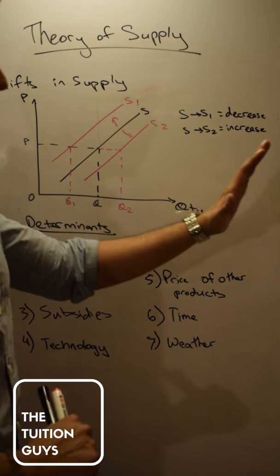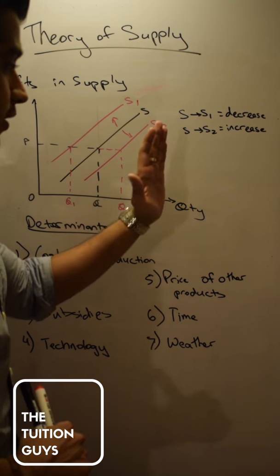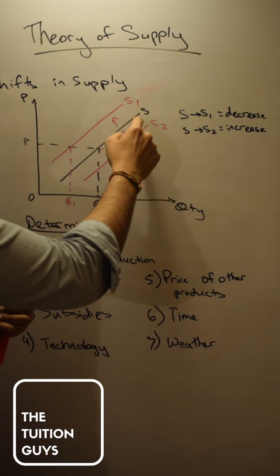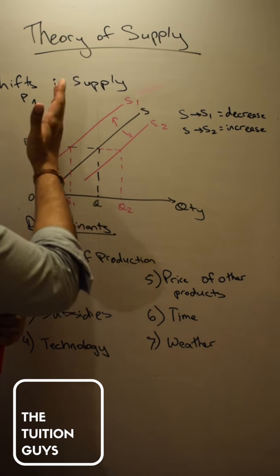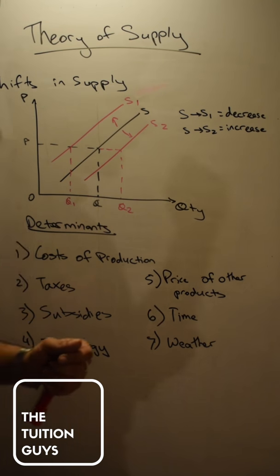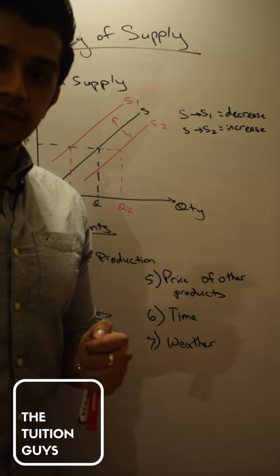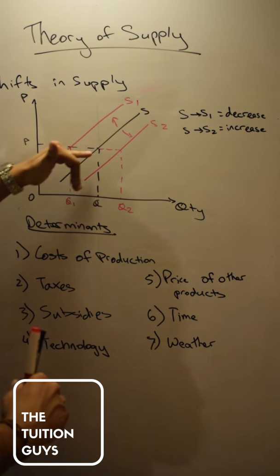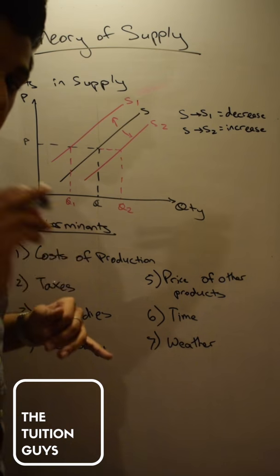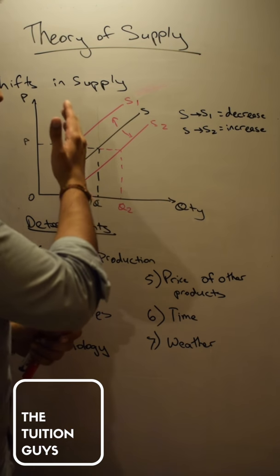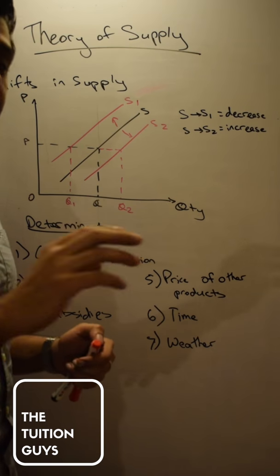And an outward shift, that means away from the origin, means that it's an increase in demand or supply. Now, from S to S1, there's a decrease in supply, and from S to S2, there's an increase in supply at each and every price. So that means that at the price of P, if I'm initially making Q, remember we're talking about supply, then if there's a decrease in supply because of any factor, let's say that factor is tax.